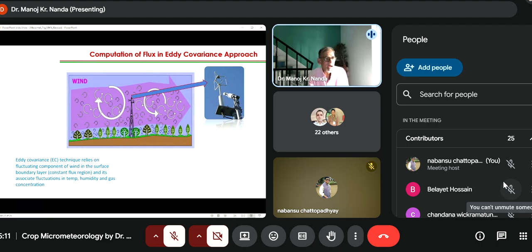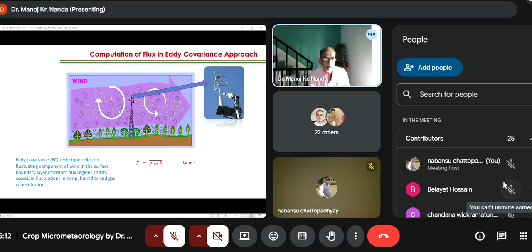Actually, it relies on the fluctuating component of wind in the surface boundary layer and its association with fluctuations of temperature, humidity, and gas concentration. Usually when measuring wind, we measure horizontal wind, but the eddy covariance system measures three components of wind: horizontal X, horizontal Y, and vertical Z. For the computation, this Z component is used. So this Z component means vertical wind speed. Now the fluctuation in vertical wind speed is used for this purpose.